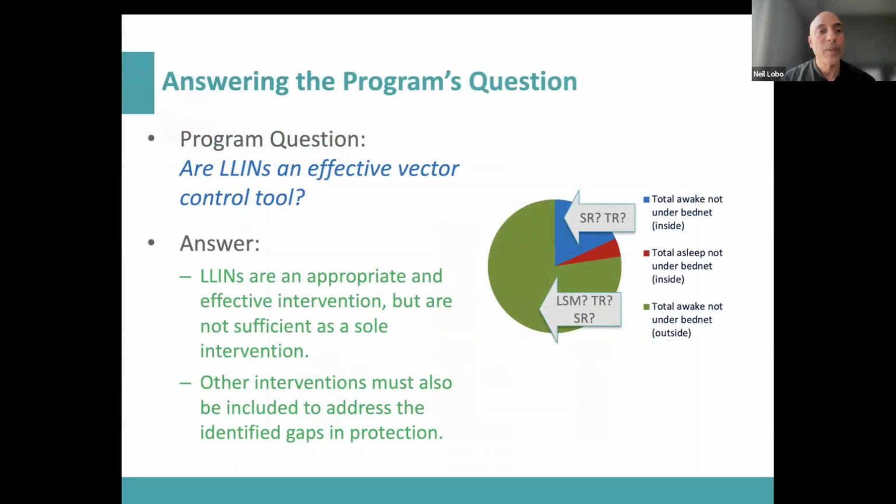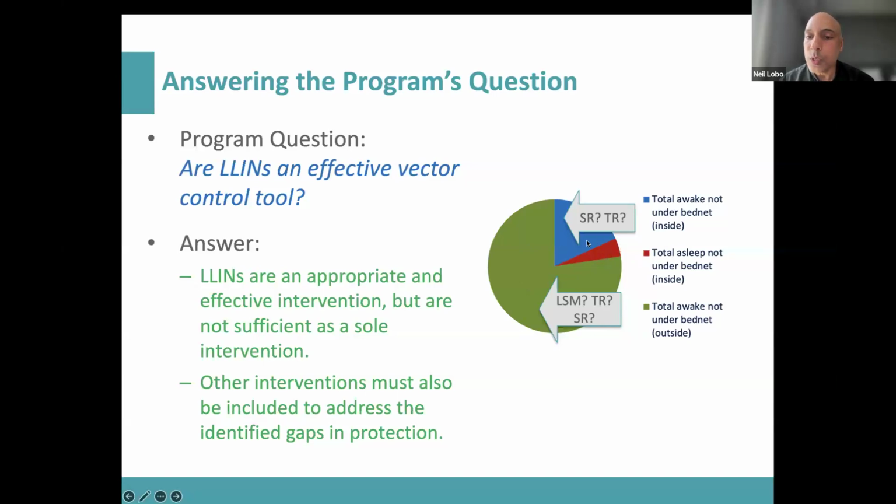distribution of bed nets. So the question was, are bed nets an effective vector control tool at these sites? And the answer is, bed nets are an appropriate and effective tool, but are not sufficient as a sole intervention, because while understanding how good bed nets are, we have also understood our gaps in protection, where bed nets will not work. And this little red sliver is where bed nets worked. It went down to that.